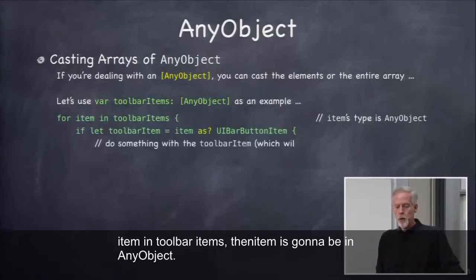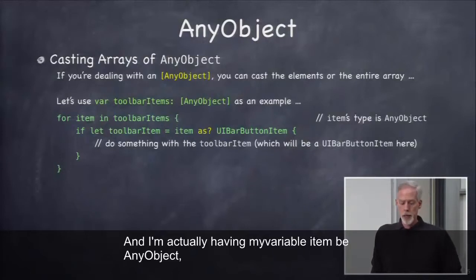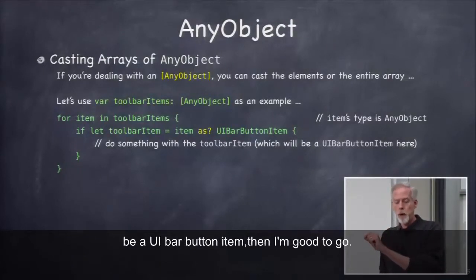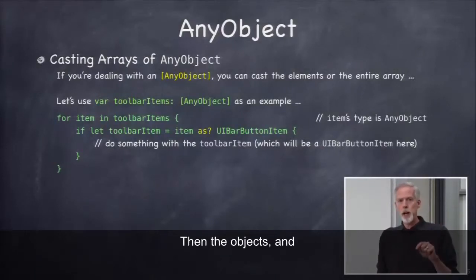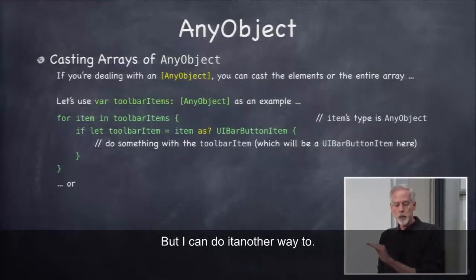So I can say for item in toolbar items, then item is going to be an any object. So I'm enumerating those any objects, and I'm actually having my variable item be any object. But then inside, I'm saying if I can let the toolbar item equal, be a UI bar button item, then I'm good to go. So you see how I'm enumerating this array of any objects, and then inside I'm doing the as question mark. But I can do it another way too, okay?